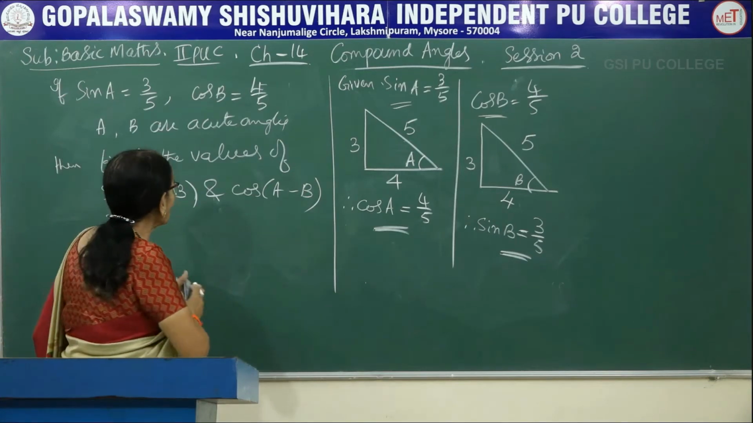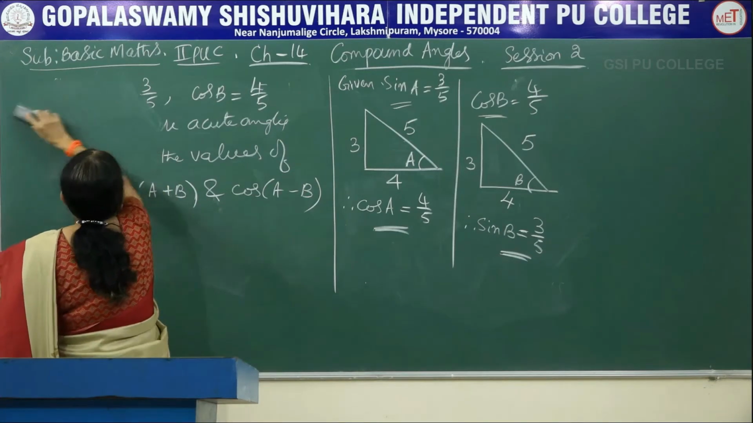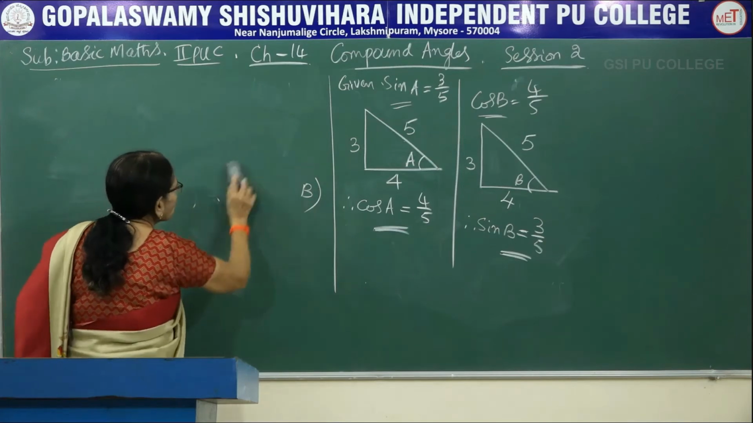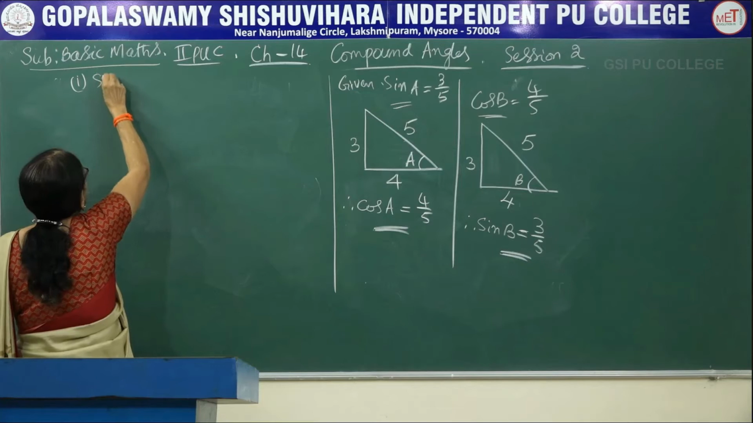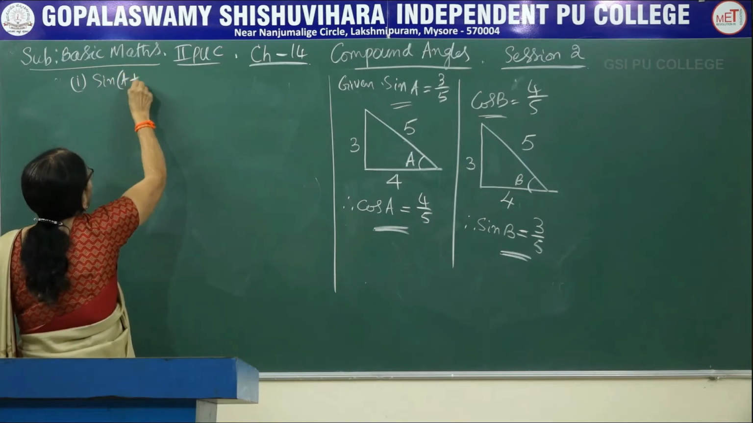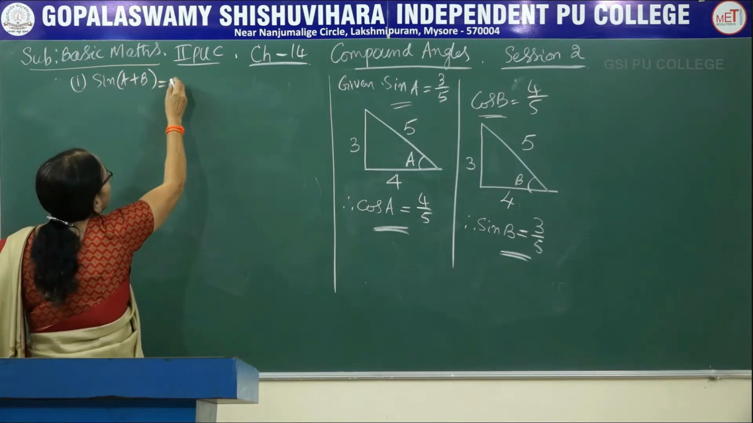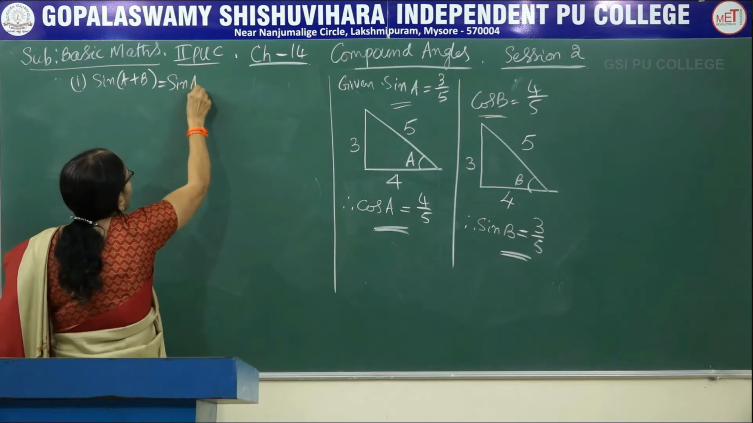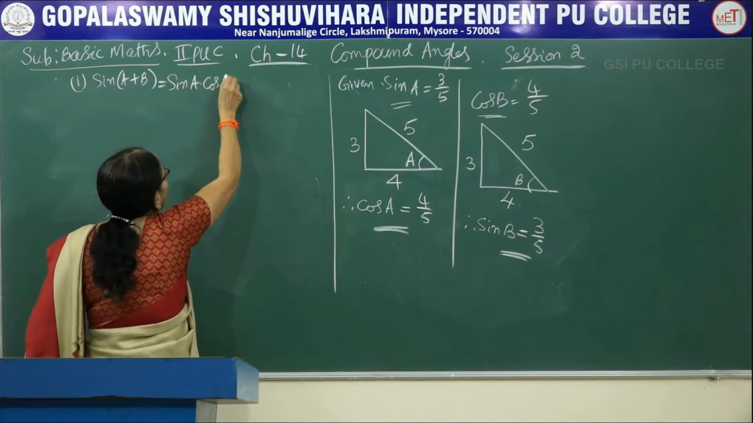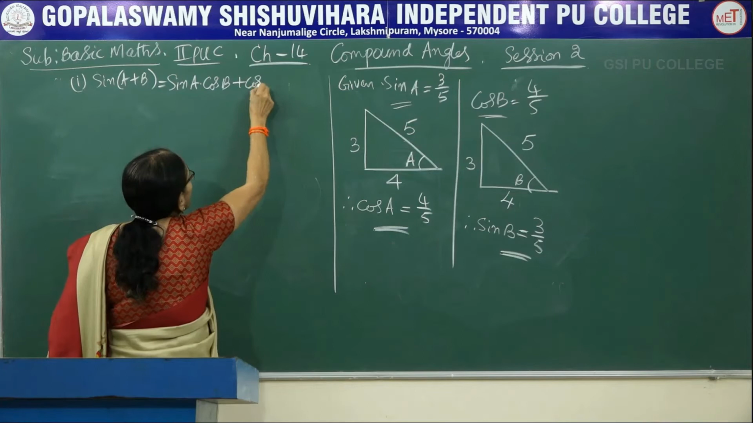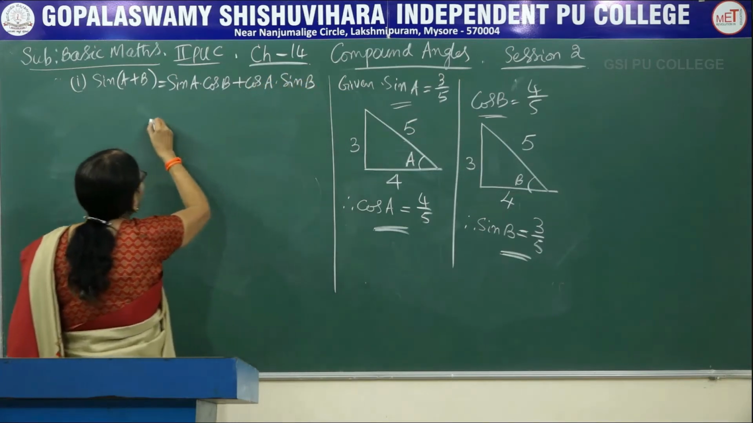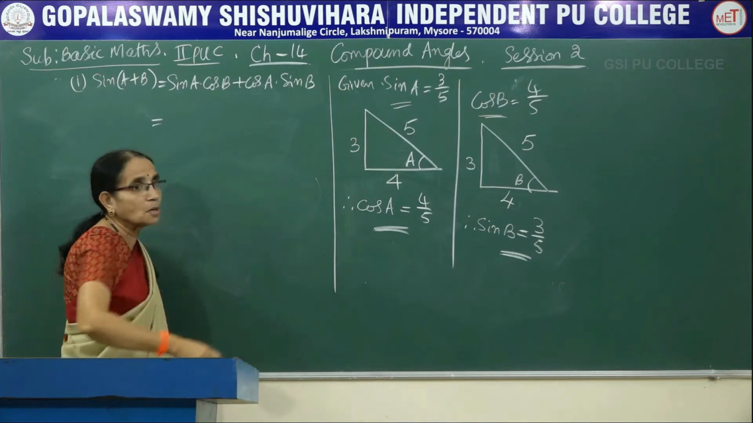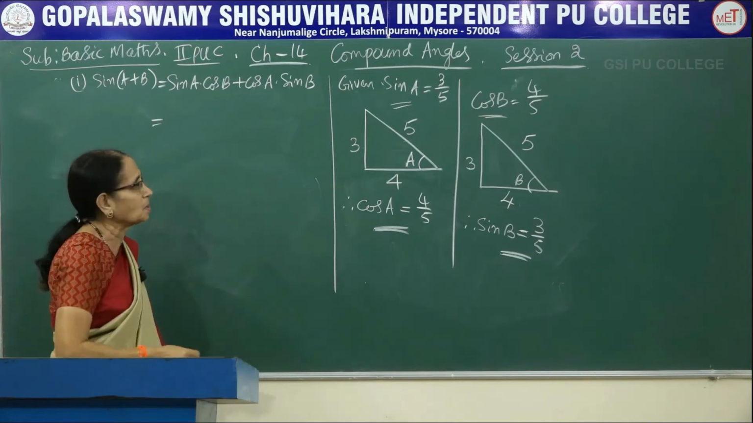Now let us go to the expansion. One by one we will be calculating. First one, you consider sin of A plus B. In the previous session I had given you the expansion. What is that one? Sin A cos B plus cos A into sin B. Now that is why I have calculated all the things that are necessary for this one.